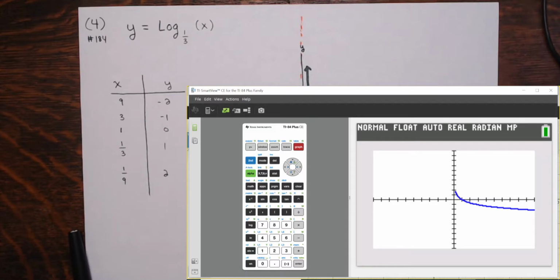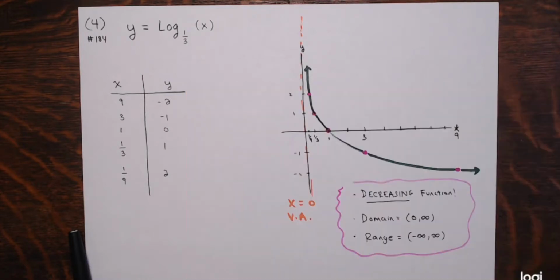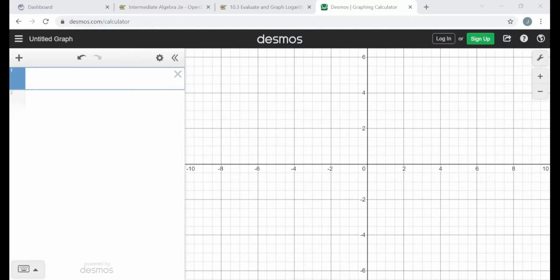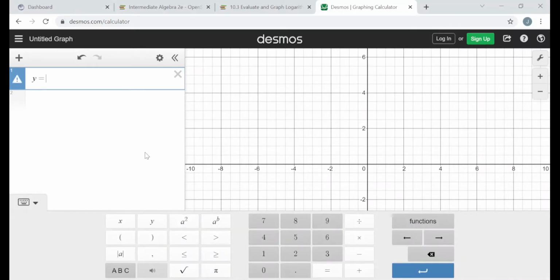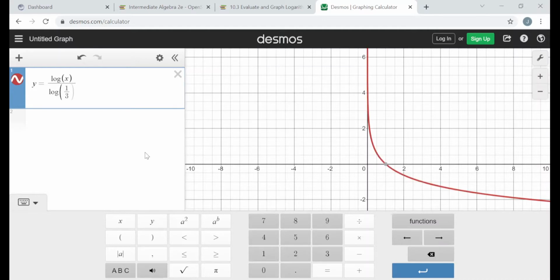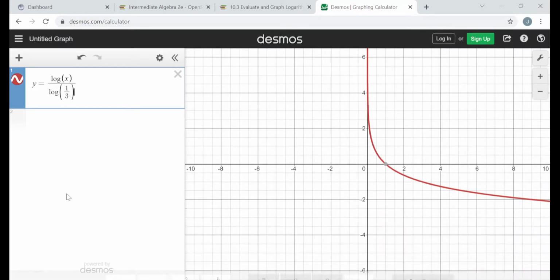So let me actually go back to Desmos and show you that you can enter it with, we haven't talked about this yet, but it will come up in a future video, something called the change of base rule. I can go log of x and then divide it by the log of 1/3, and this is the log base 1/3 of x.